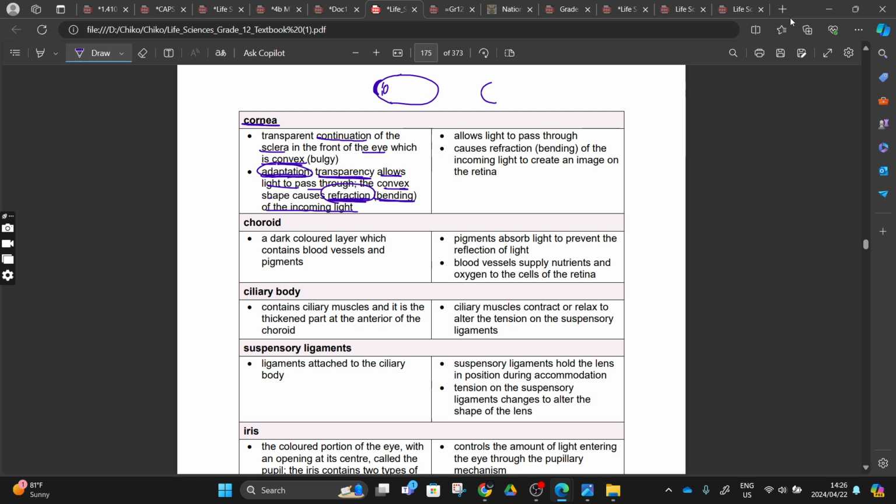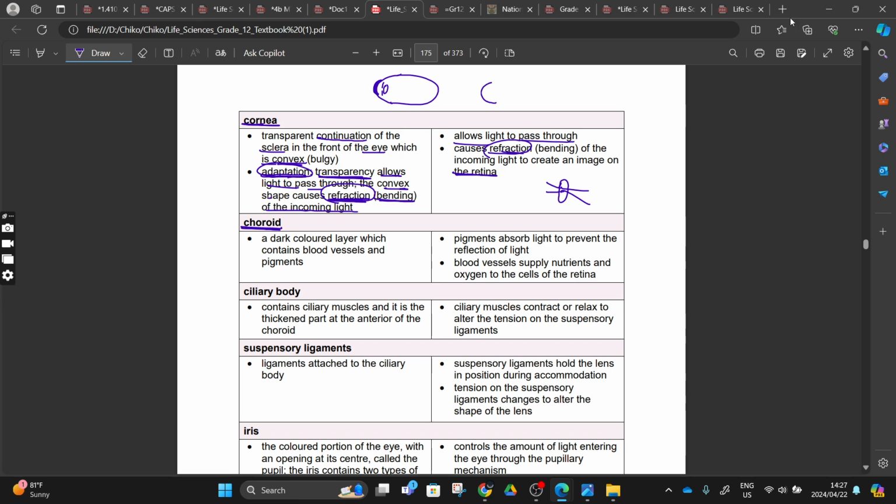And then its function is to allow light to pass through, and it causes the refraction, or the bending of the incoming light, to create an image at the retina, right? Then our lens is also going to bend this, so that we'll have a concentration. So our cornea is also going to concentrate our light to our lens, so that our lens can now do the final light bending, right? A bender.